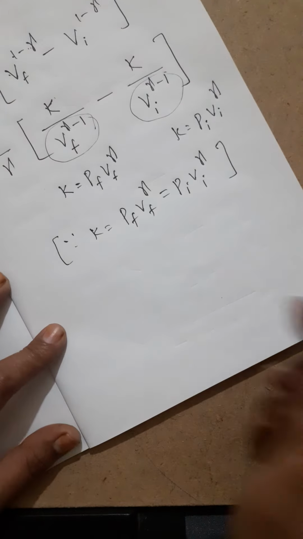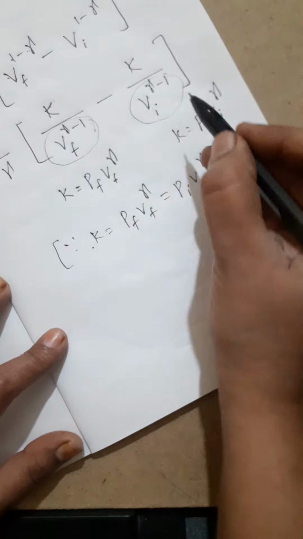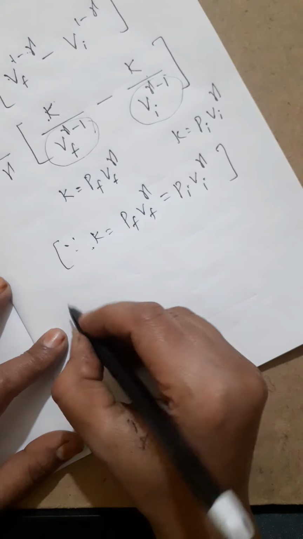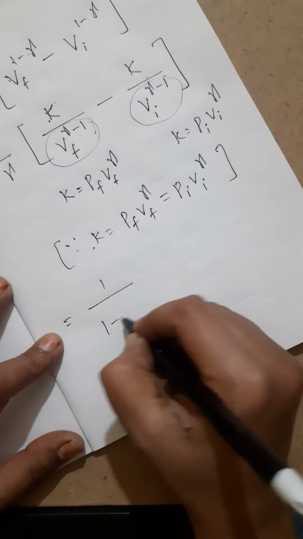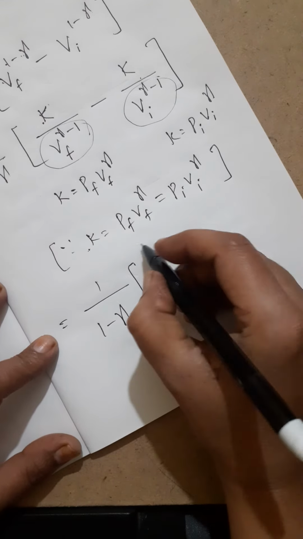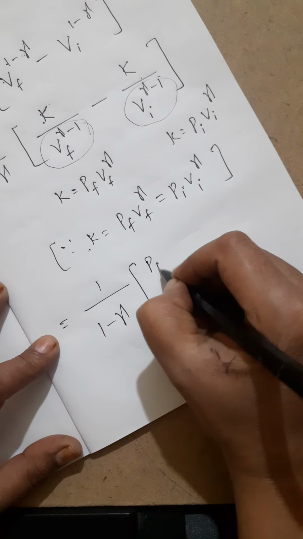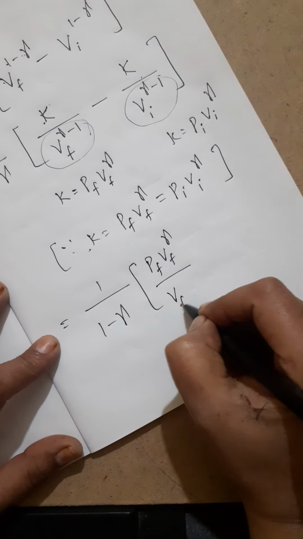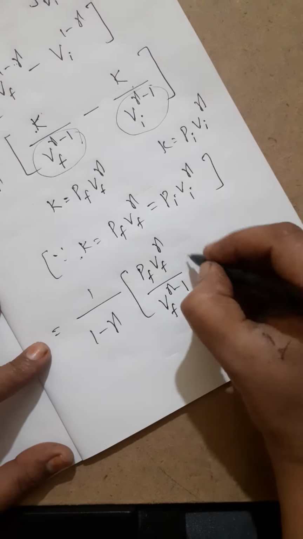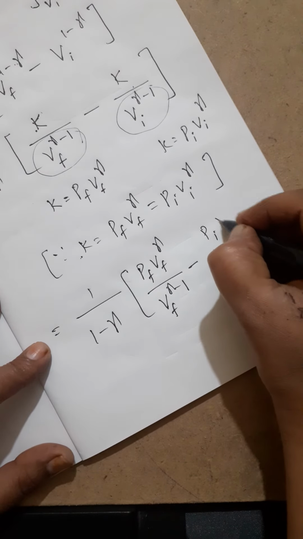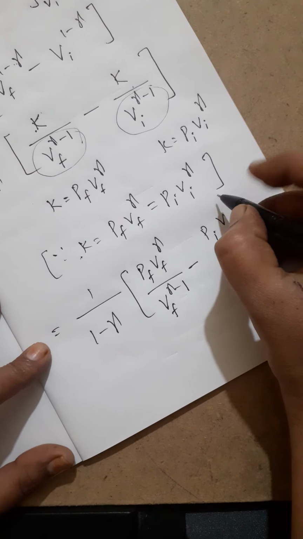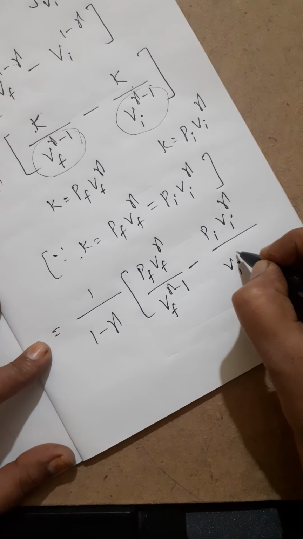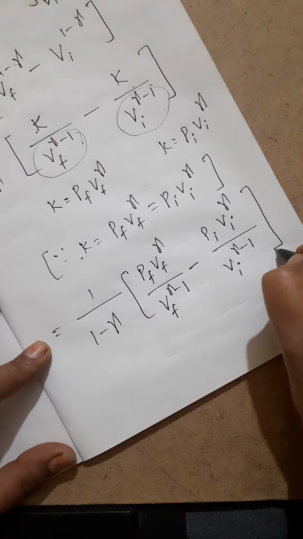Now when you substitute the value of K, here P of Vf and here Pi Vi, then 1 by 1 minus gamma, this can be written as P of Vf to the power of gamma by Vf to the power of gamma minus 1, minus Pi Vi to the power of gamma by Vi to the power of gamma minus 1.